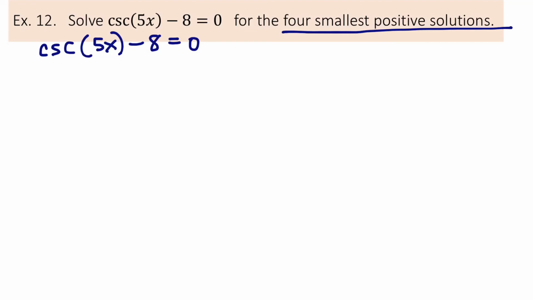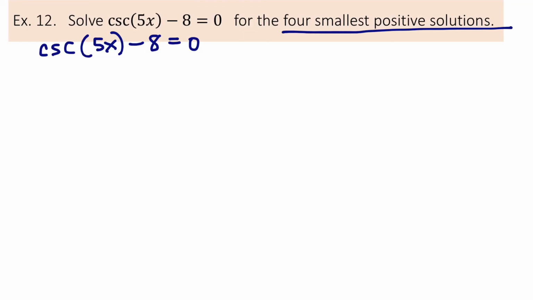So if you said 10, you're correct. There are 10 solutions to this equation because I have this multiplier here in front of the angle x. So that says if I normally have 2 solutions for the cosecant, I'm going to multiply it by 5. All right, but I only want 4.